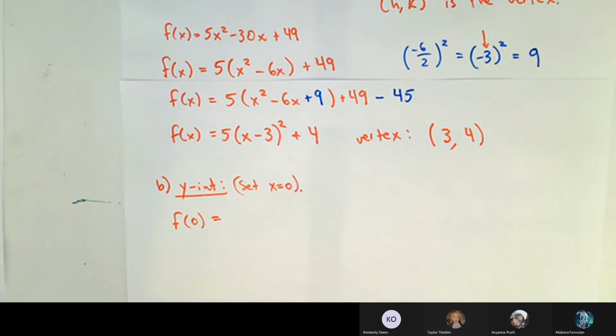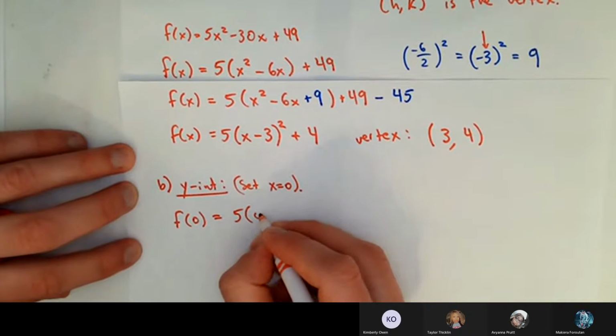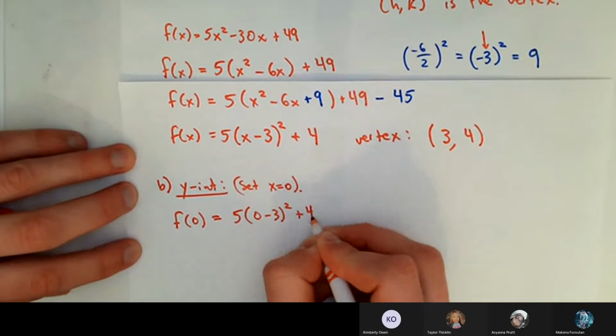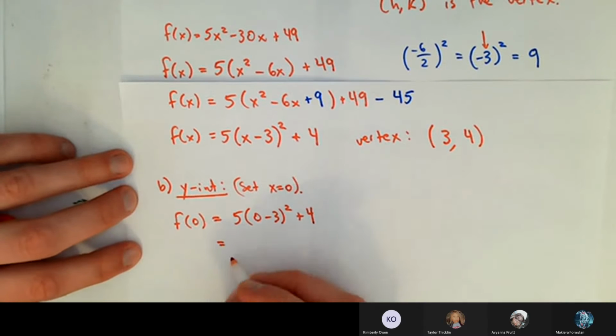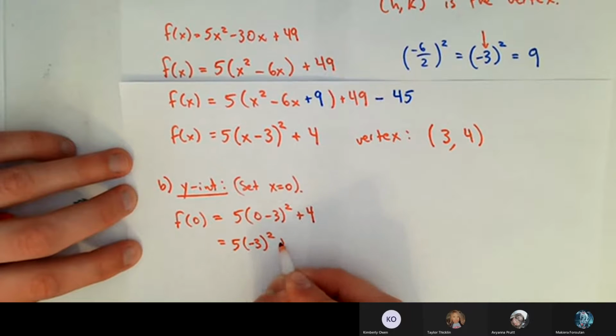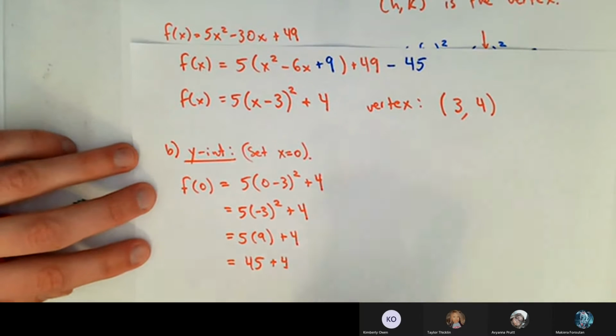Let's see, how about Aviana? Could you use standard form? Yes, you could, and that would look like 5 times (0 minus 3) all squared plus 4. So what's going to happen here? Let's see, 5 times (-3) all squared plus 4, and that's going to be 5 times 9 plus 4, and that's going to be 45 plus 4. And then I end up with 49.